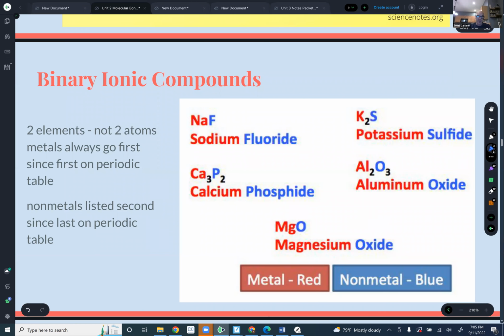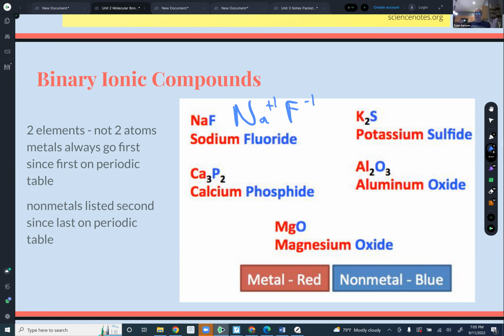What you should notice from this is that it's always two elements, not always two atoms. The first example, sodium fluoride, does have two atoms and two elements. But if we go to the second example, I've got two of the potassiums and one sulfur. Now, why are there two potassiums, but sodium only has one? It goes back to what their charges are. Sodium has a charge of +1. Fluorine has a charge of -1.